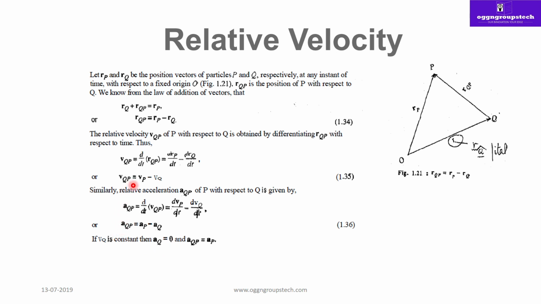This is for the velocity. So here in this case, if VQ is constant, then AQ will be 0 and AQP will be equals to AP. ठीक है, this is just notations which we have to know. तो relative velocity का मतलब यहाँ पे हमें clearly समझ में आया है, that is VQP is equals to VP minus VQ. ठीक है.